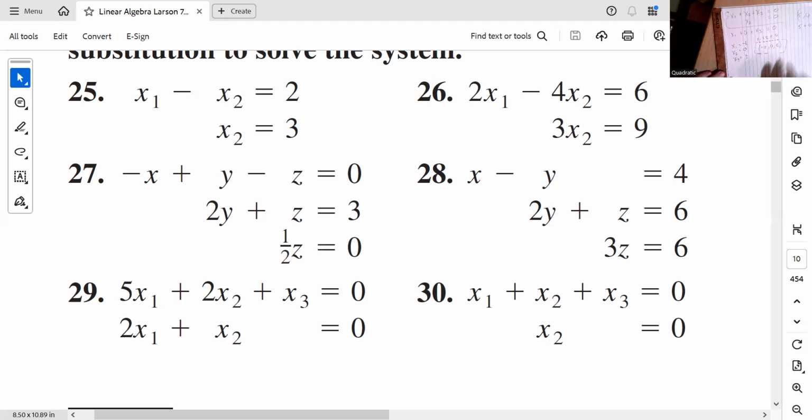Now, by the way, another way you can write this, if you want, is t times negative 1, comma 0, comma 1. Meaning just factor out the t.